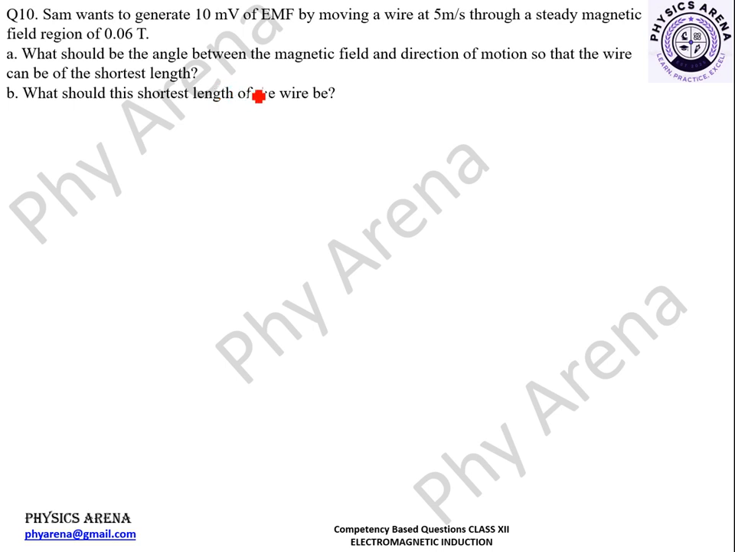So it is a question of motional EMF, and we know that the EMF induced E is given by BLV. In this formula, V is the perpendicular component of the velocity, the component of velocity that is perpendicular to the magnetic field. So it's better to write V perpendicular. So the complete formula will become BLV sine theta.